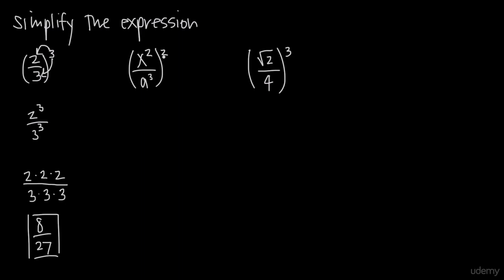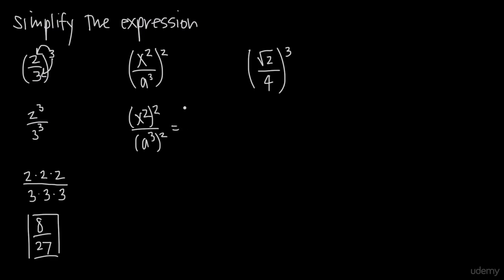We can do this with variables also, so if we look at this fraction, we have x squared over a cubed, and that whole fraction is raised to the power of 2. Well, we can apply this exponent separately to the numerator and denominator, so we can get x squared, and then squared again, and a cubed, and then squared again like this.